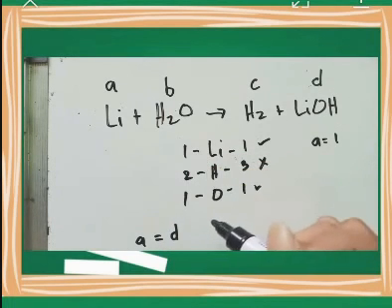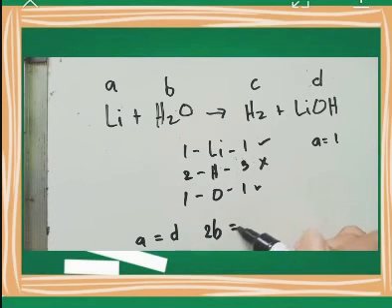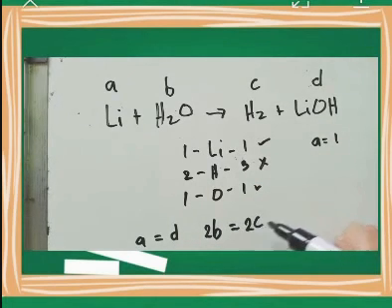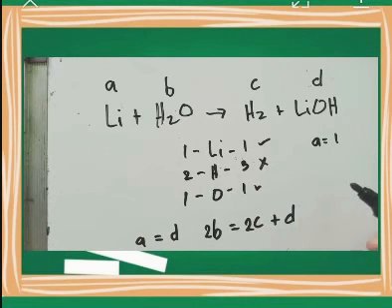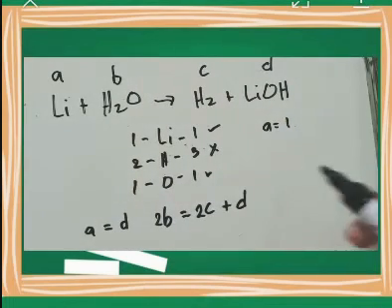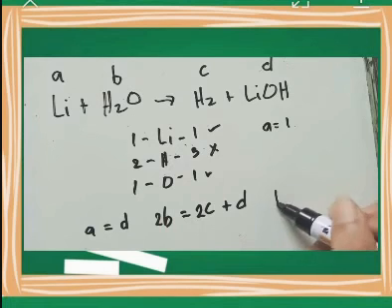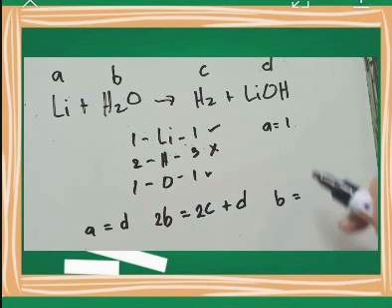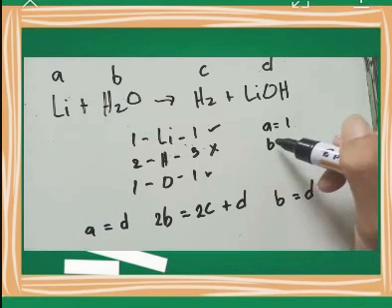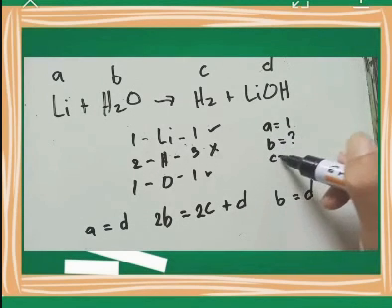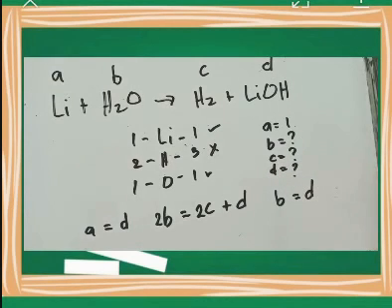So for hydrogen, 2B is equal to 2C plus D. For oxygen, B is equal to D. So B is unknown, C is unknown, and D is also unknown.